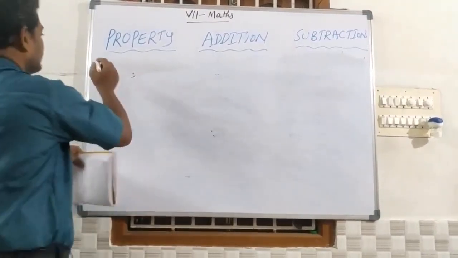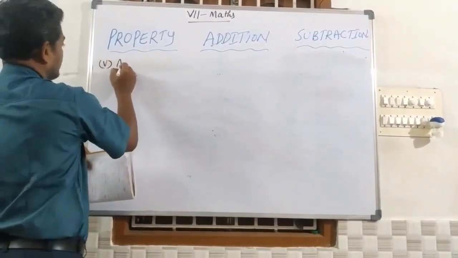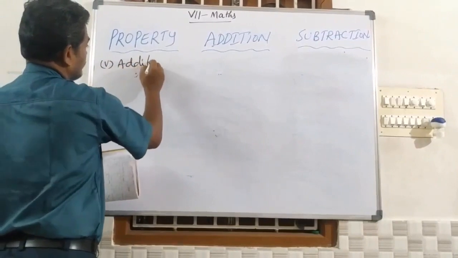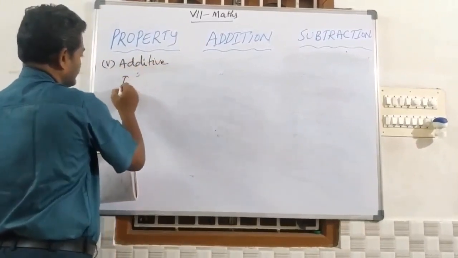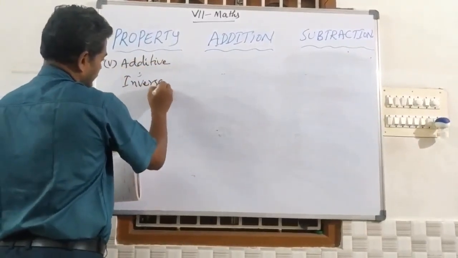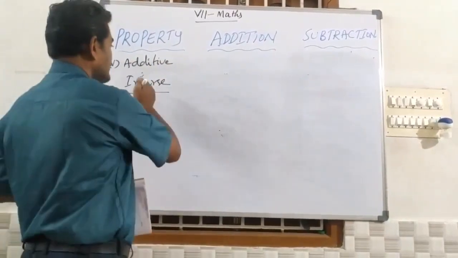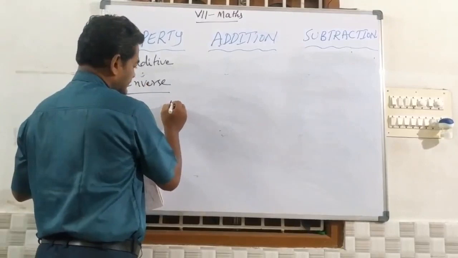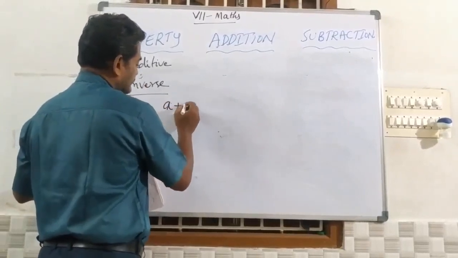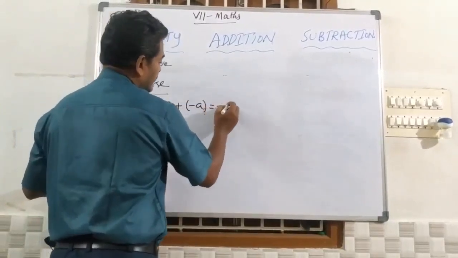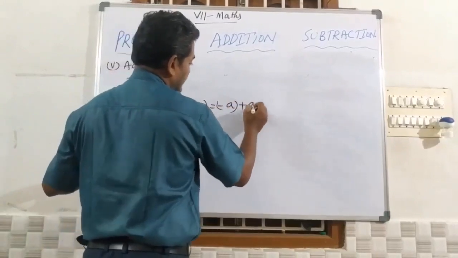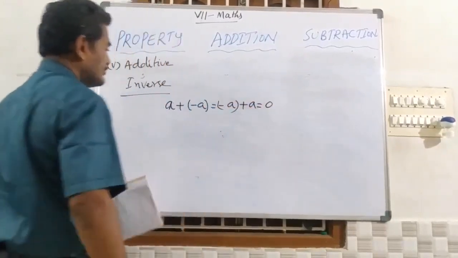Additive inverse. Fifth property, additive inverse. In this additive inverse, a plus of minus a is equal to minus a plus a, which is equal to 0.